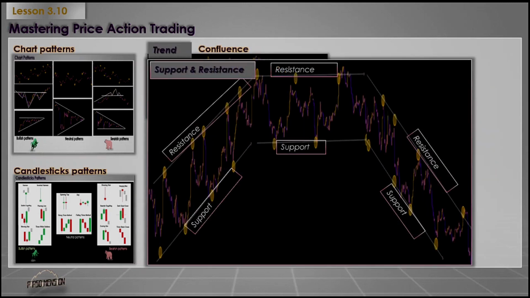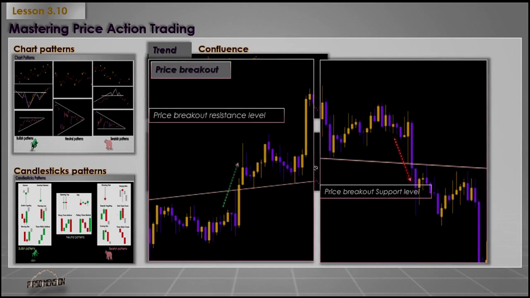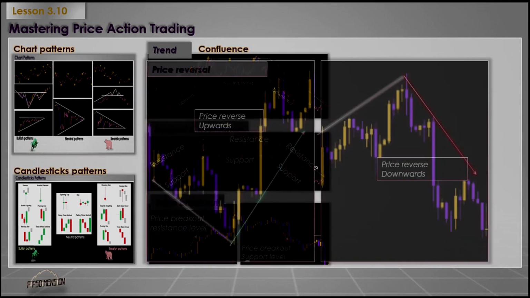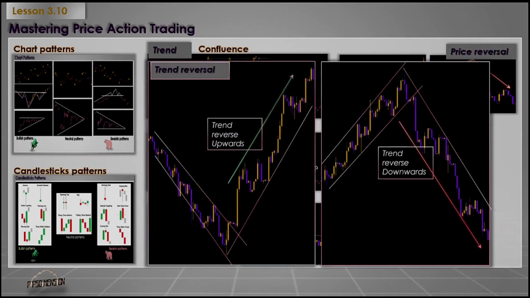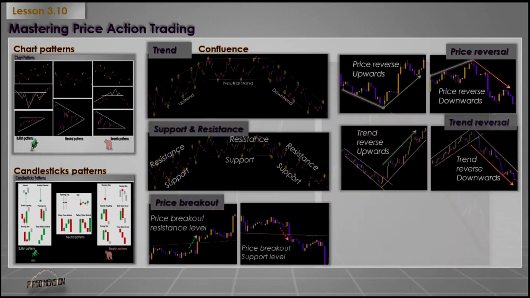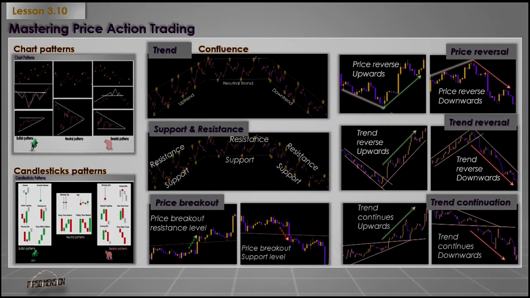support and resistance levels, price breakout, price reversals, trend reversals, trend continuation, among others. A confluence is when you have at least three of these technical factors working together at the same time to support your buying signal or to support your selling signal.